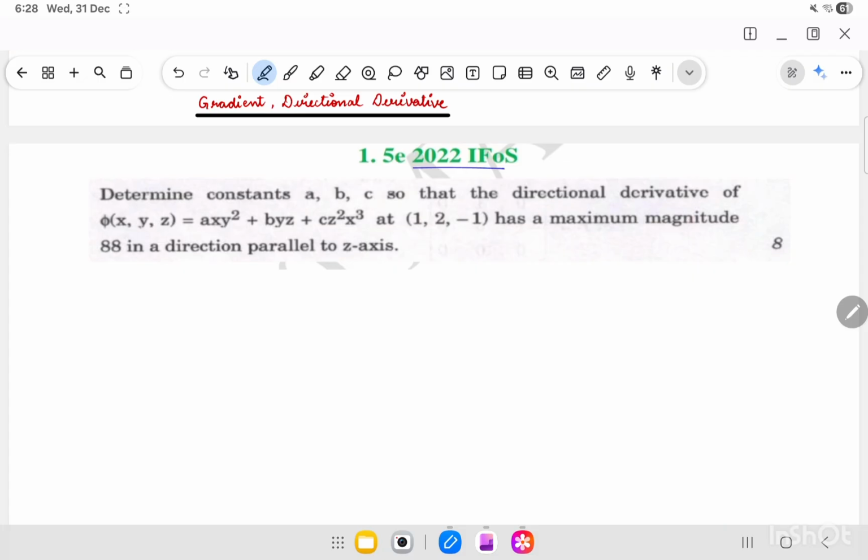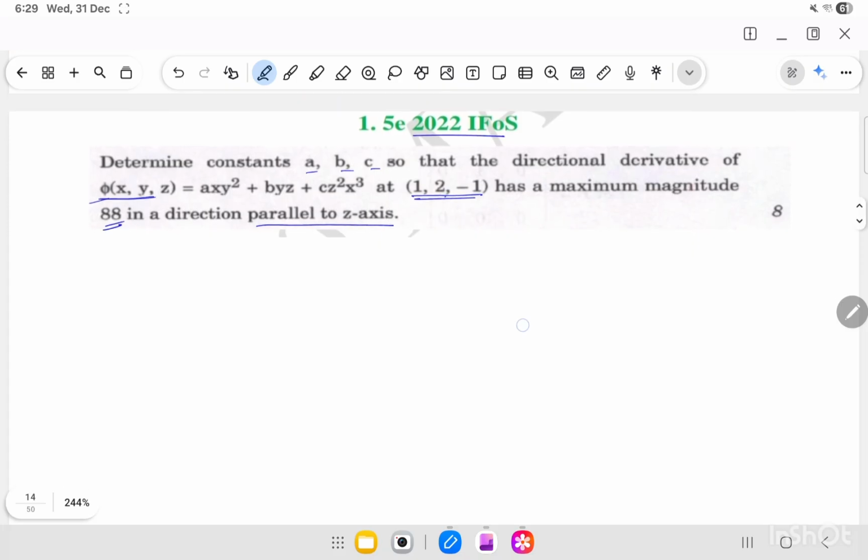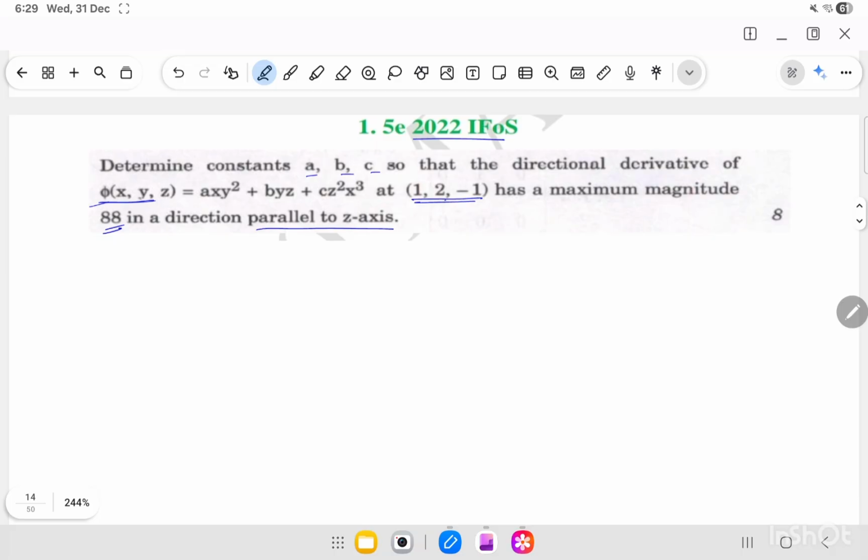Question 1 says: determine the constants a, b and c so that the directional derivative of this scalar at this point has maximum magnitude in the direction parallel to the z-axis. So here we are supposed to find the values of the constants a, b and c such that the directional derivative of this scalar in the direction parallel to the z-axis has a maximum magnitude of 88 at this point. So let's see how we can do that.